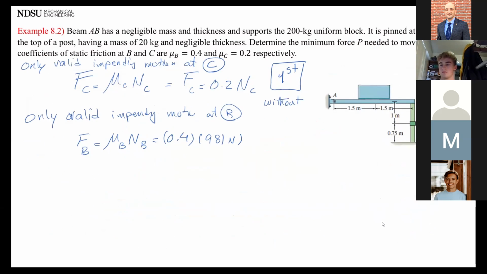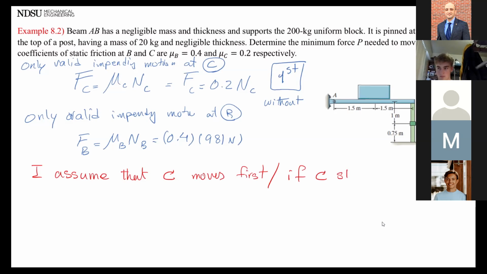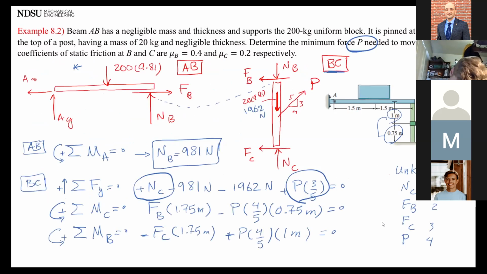What that means is I assume that C moves first. Or the other way to say it is, if C moves first or slips first, then I can say FC equals 0.2 NC. So now I have an additional equation. So I can say FC equals 0.2 NC.